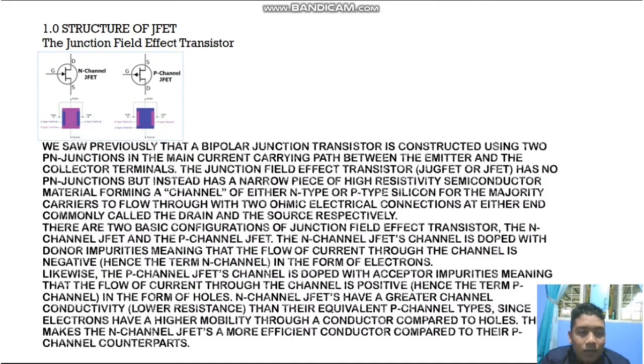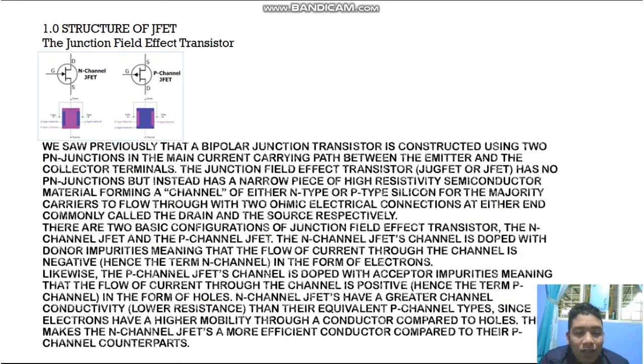Structure of JFET. We saw previously that a bipolar junction transistor is constructed using two PN junctions in the main current carrying path between the emitter and the collector terminals. The junction field effect transistor has no PN junction but instead has a narrow piece of high resistivity semiconductor material forming a channel of either N-type or P-type silicon for the majority carriers to flow through, with two ohmic electrical connections at the ends, commonly called the drain and the source respectively.